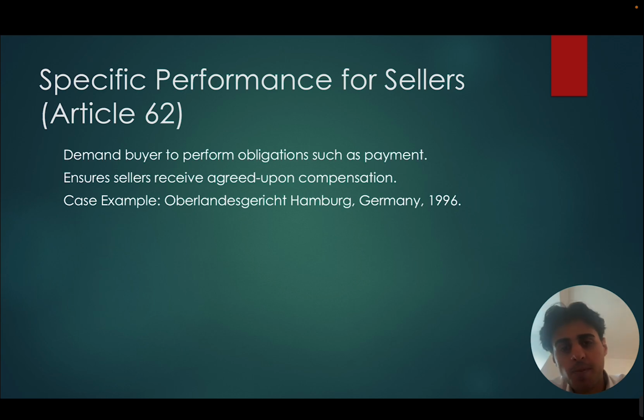under the contract. Sellers can demand performance unless they have chosen an inconsistent remedy, such as contract avoidance, which we will get to in the next slide. This provision is crucial for maintaining the contract's integrity and ensuring sellers receive the agreed upon consideration. Another notable case was from Hamburg, Germany in 1996, mentioned here, where the court upheld the seller's right to demand payment from the buyer who had taken delivery but failed to pay eventually.